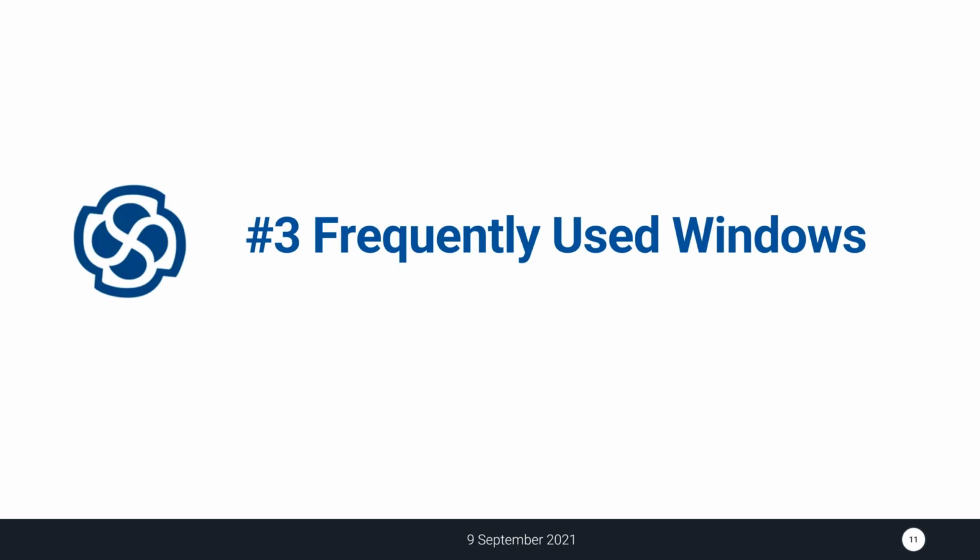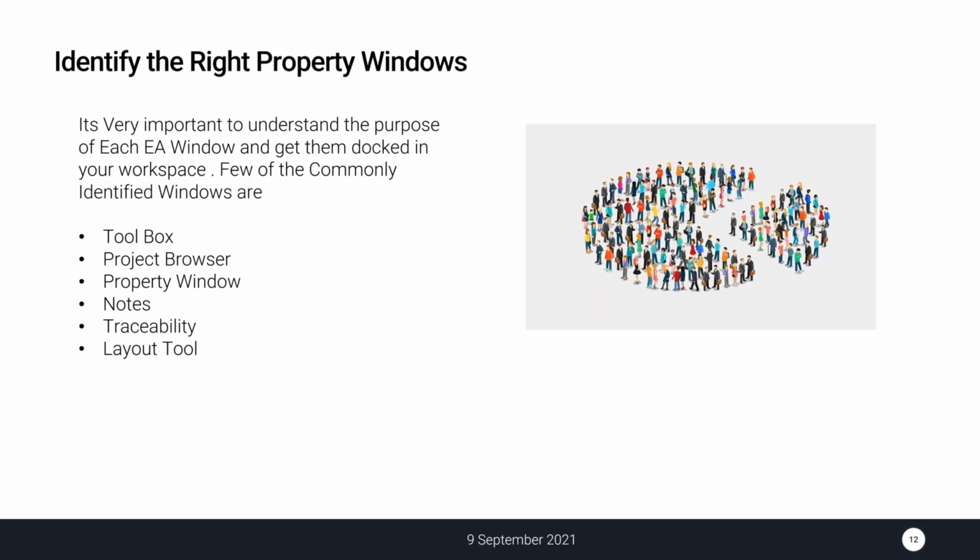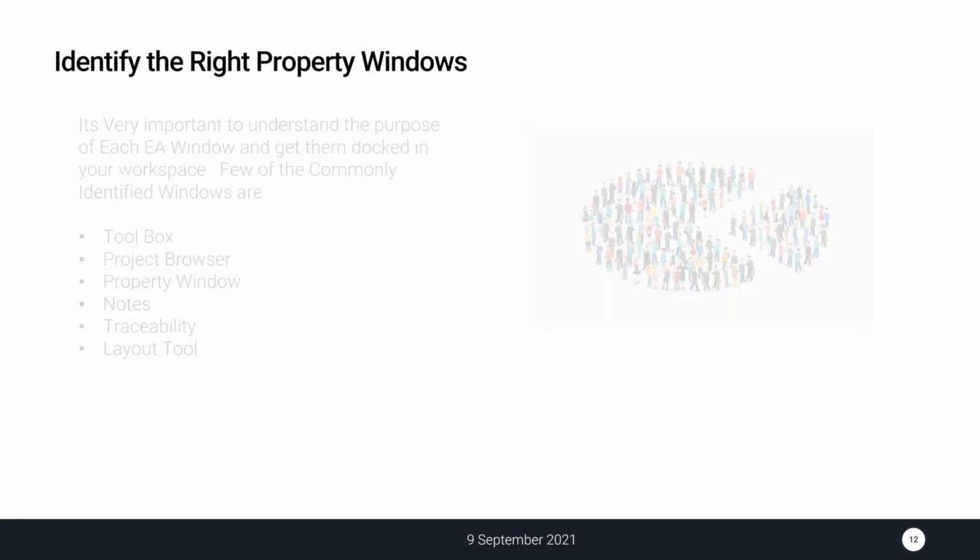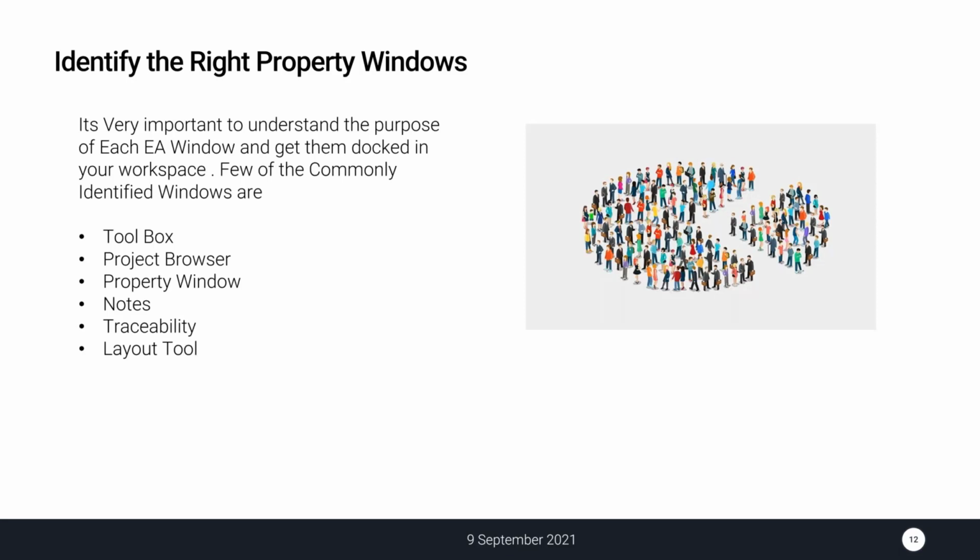And next, moving on, the frequently used windows. So we know that very well. You need to identify the right property window. In EA, it's very important to understand the purpose of the window and keep them docked in the workspace to utilize the fullest efficiency. There are a few common windows which are mandated for a user to have docked by default. Let's see what they are.